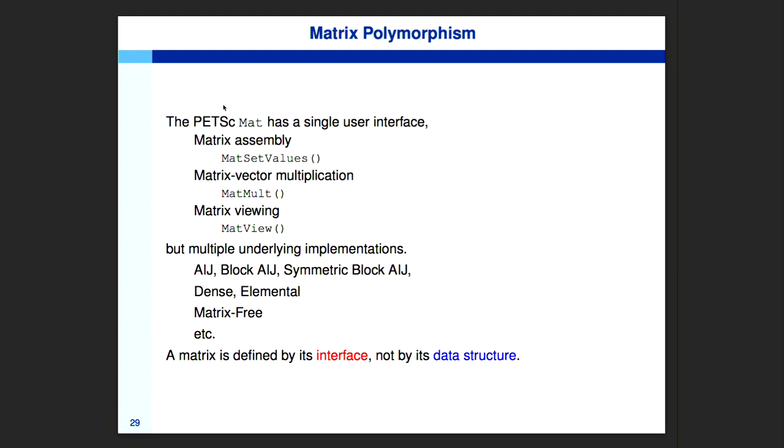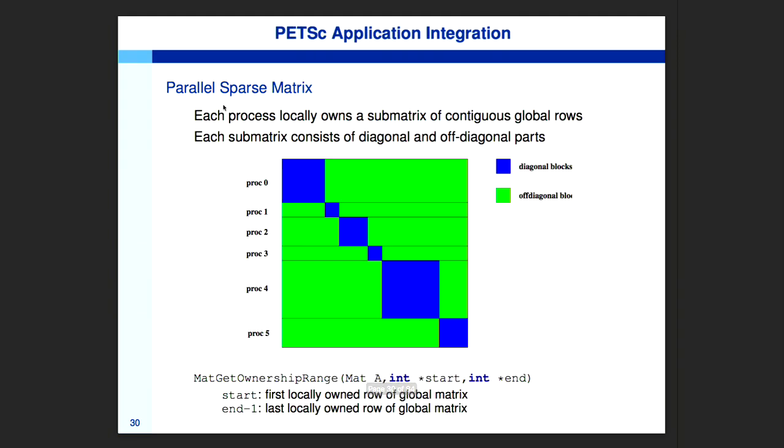So there's a single user interface for matrix functionality, but multiple underlying implementations. A common one is what we call AIJ, which is storage by the non-zeros per row. There's block variants of that, symmetric variants. There's also dense storage formats and so-called matrix-free matrices where the actions of the matrix on a vector are defined, but we don't actually store data for the matrix entries themselves. So an important concept is the matrix in our view is defined by its interface, not by the specifics of the data structure that are used for storage.